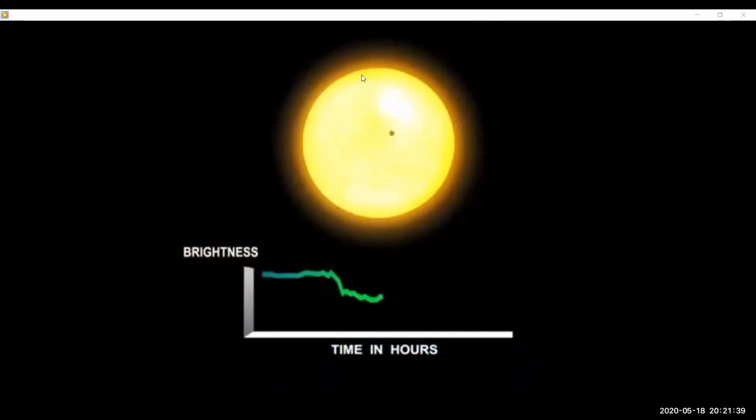That star is going to blink for about 12 hours, and we will be able to measure that dip in brightness. And it's that dip that we call a transit.